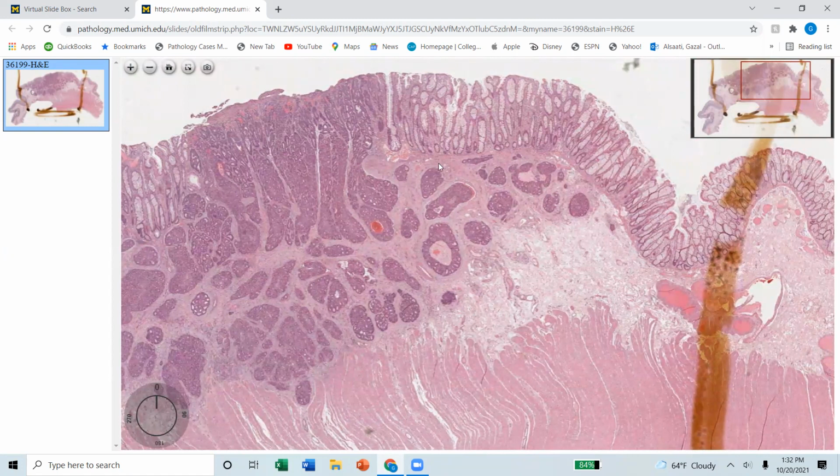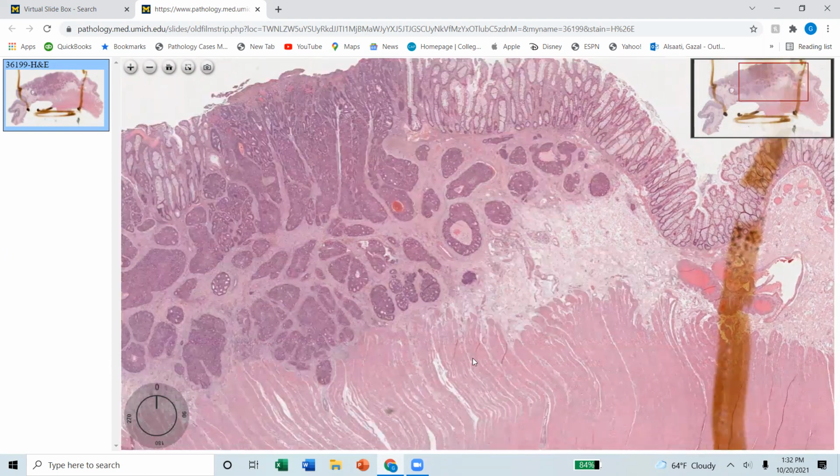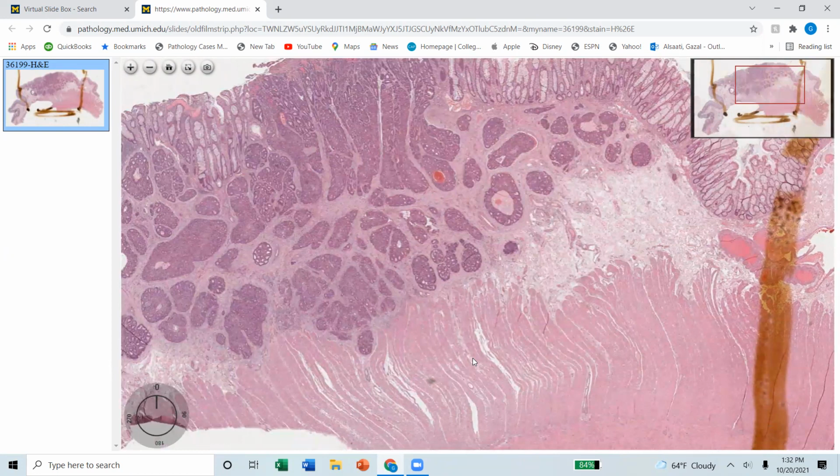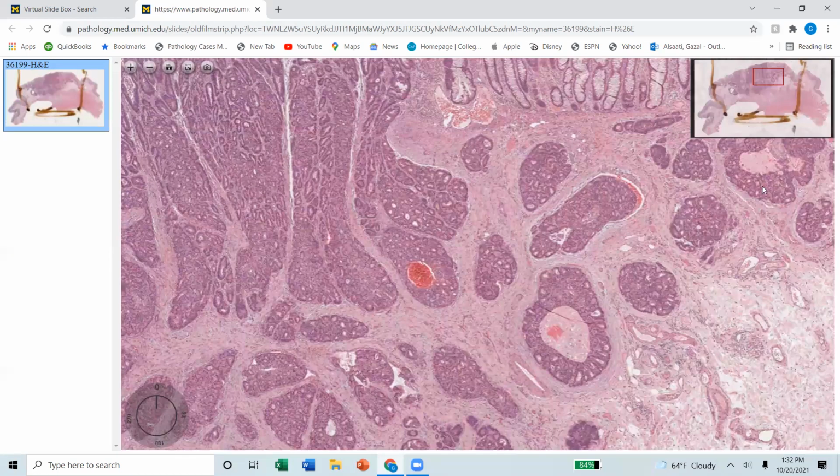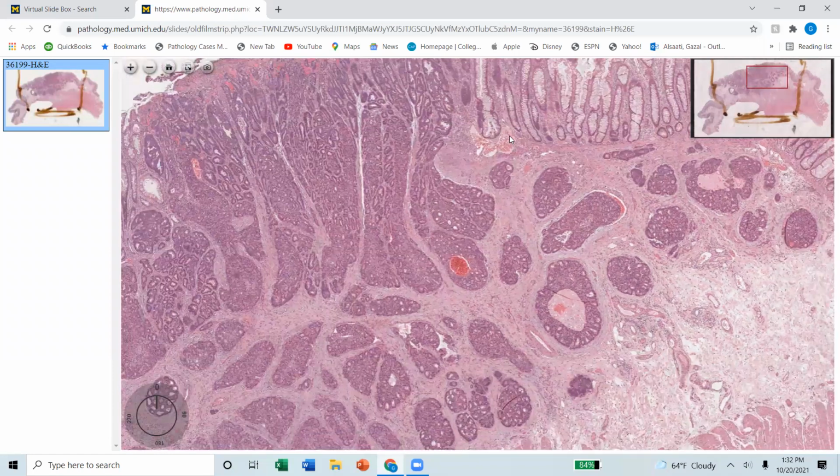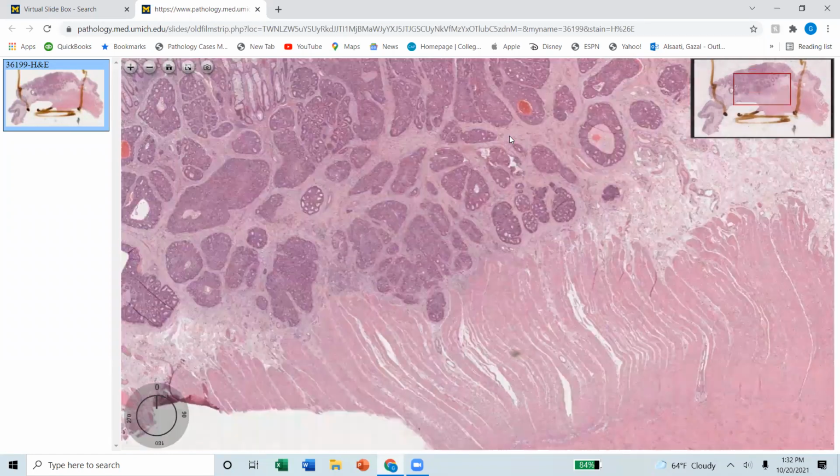This is my muscularis mucosae, and this is my submucosa, and this is my muscularis propria. My tumor has already gone through the muscularis mucosae. It cut through these bands of muscles, and it was involving the submucosa with abundant desmoplastic reaction. And guess what? It's going out into the muscularis propria. So it's crossing through here.